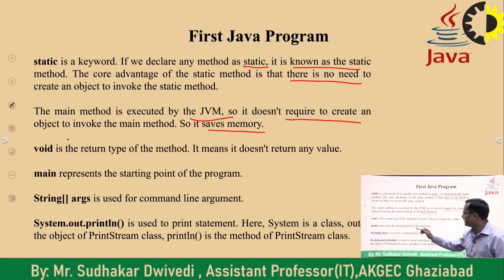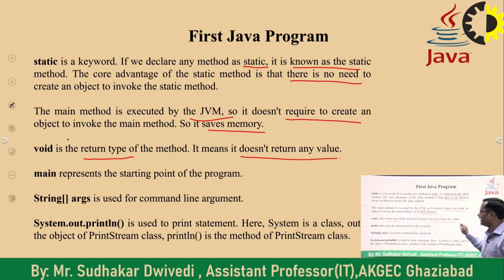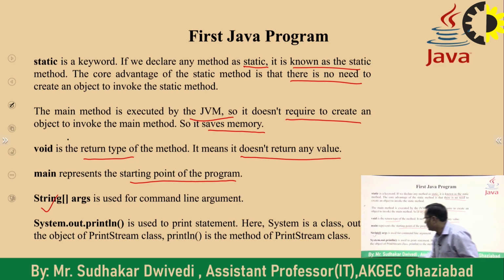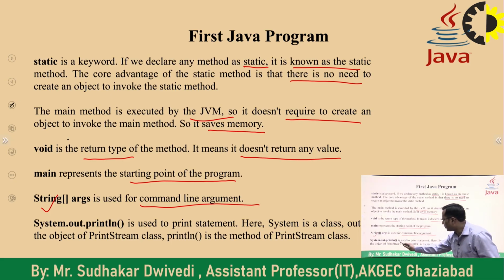Void is a return type, as I have said, and it means the method does not return any value to its caller. And main represents the starting point, the beginning of the execution. Here we have also passed an argument of type String. String args is used for command line arguments. And this line, System.out.println, is used to print a statement.